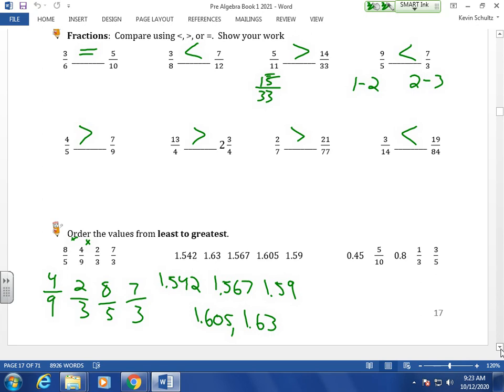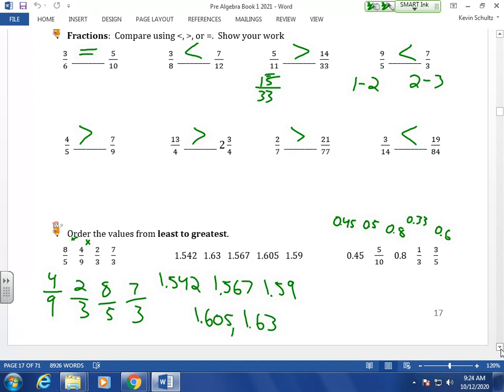These are pretty easy denominators to work with, either converting them to decimals or converting everything to fractions. So if I went all decimals, I'd have 0.45. 5/10 is 0.5. I have 0.8. 1/3 is 0.33. And then 3/5 is 0.6. Okay, pretty easy conversions, and from there we can order them from least to greatest.